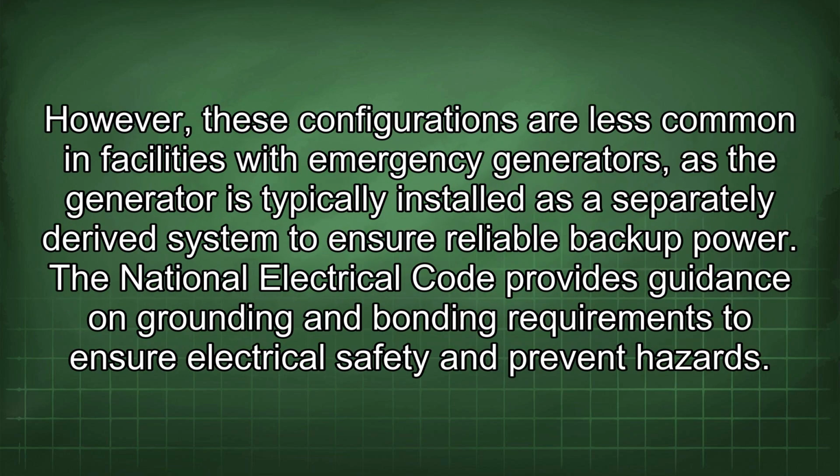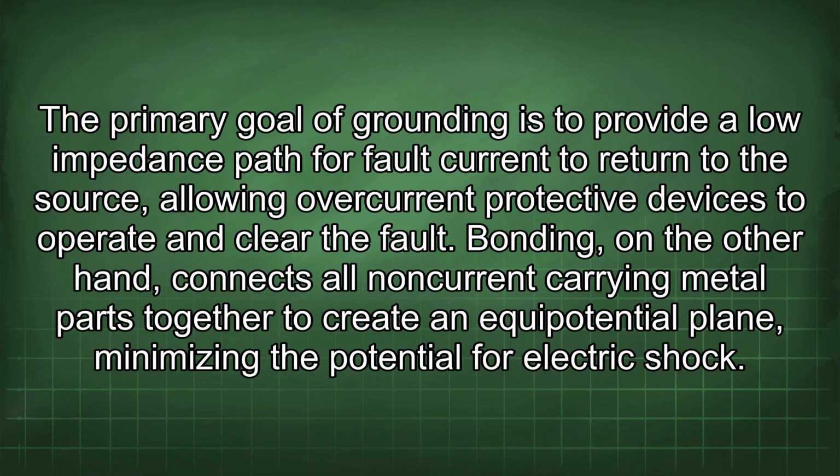However, these configurations are less common in facilities with emergency generators, as the generator is typically installed as a separately derived system to ensure reliable backup power. The National Electrical Code provides guidance on grounding and bonding requirements to ensure electrical safety and prevent hazards. The primary goal of grounding is to provide a low impedance path for fault current to return to the source, allowing overcurrent protective devices to operate and clear the fault.